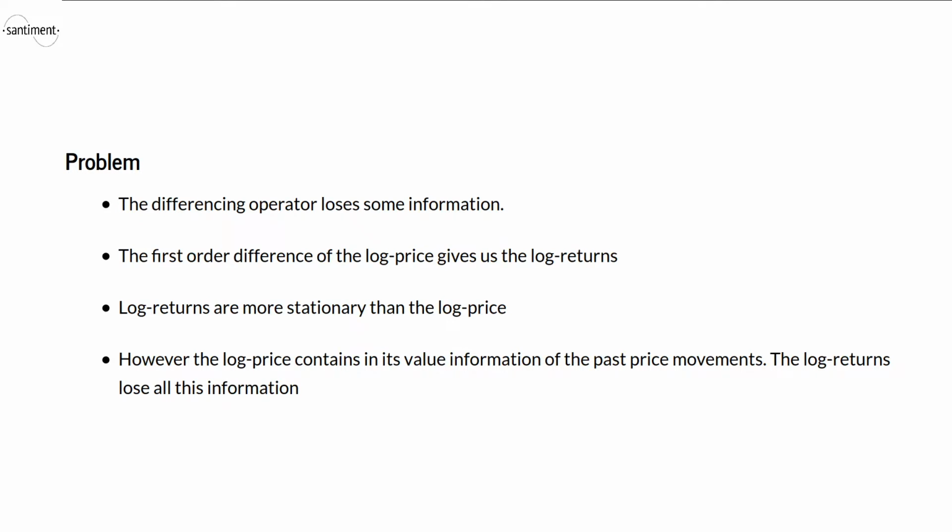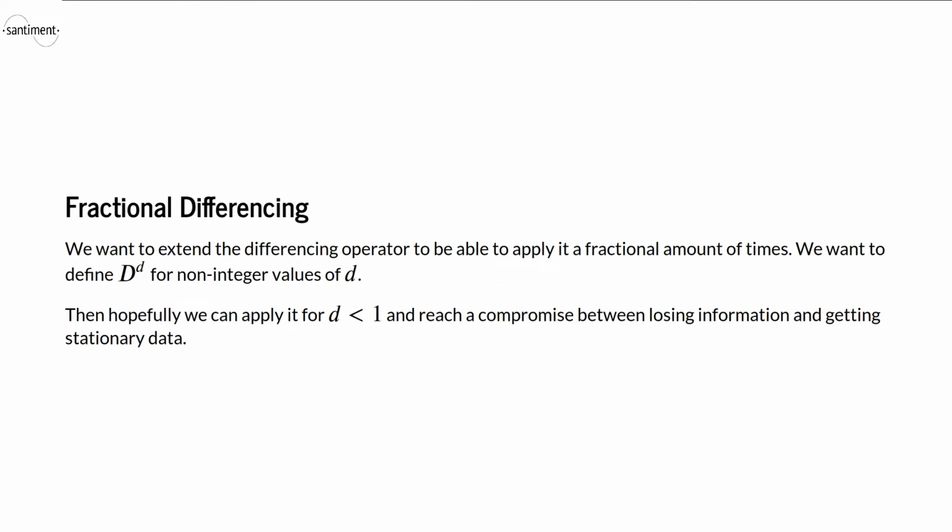So if we lose information, that's not good for business. And now we have this one idea for how we can achieve some kind of a compromise. The idea is we want to extend this differencing operator to be able to apply it a fractional amount of times. So I showed you how we can apply it once, twice, 3 times. So this is a positive integer. But we want to now be able to apply it, let's say, 1/2 times or 0.1 times.